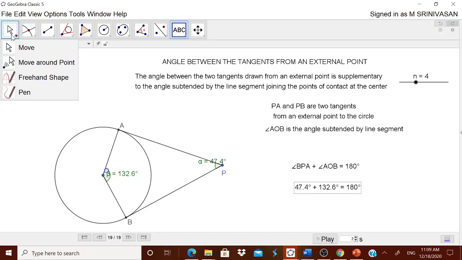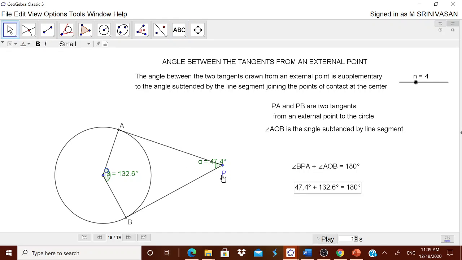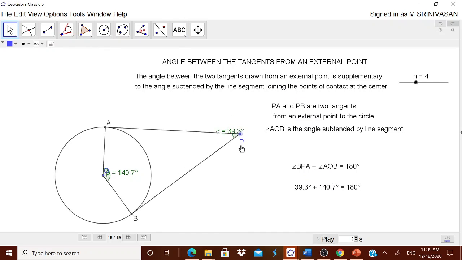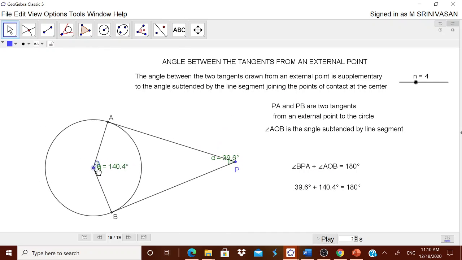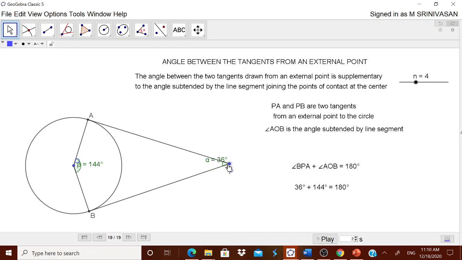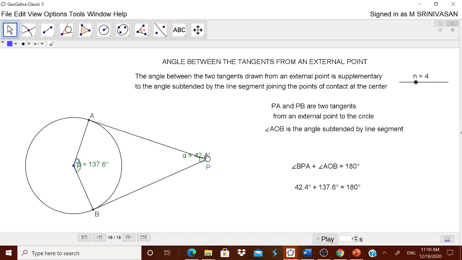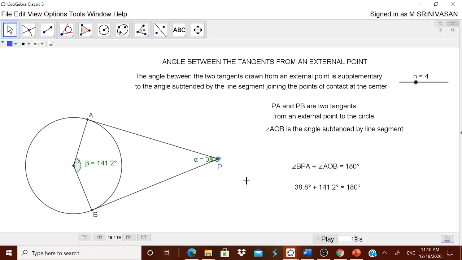Now the child is ready. Now they can visualize it by pulling and pushing. They can pull this also, and they can pull it at any place. At all the places the summation is always 180 degrees. Therefore we have proved a very interesting result of the angle between the tangents from an external point using GeoGebra. Thank you. Let us learn to lead.